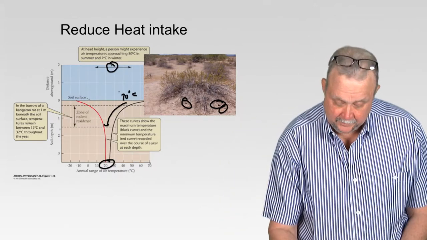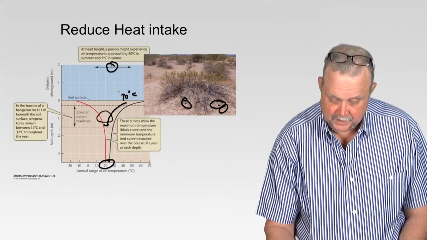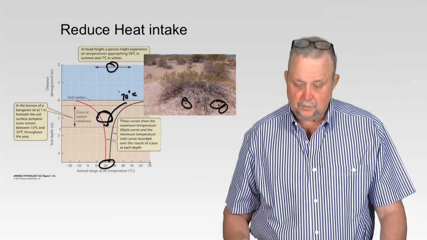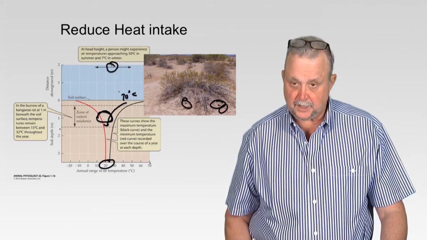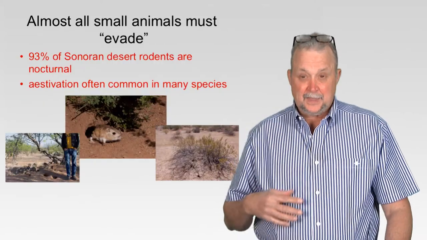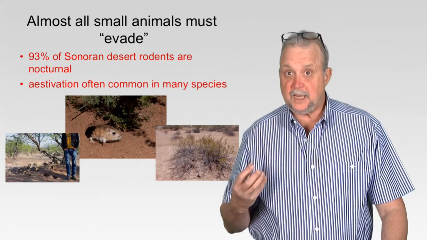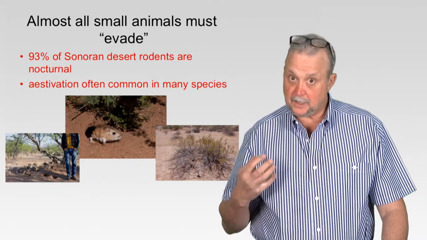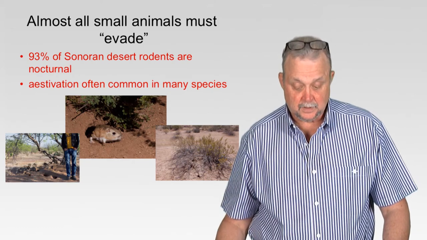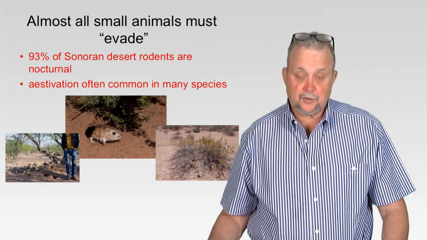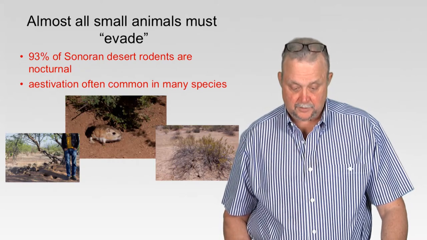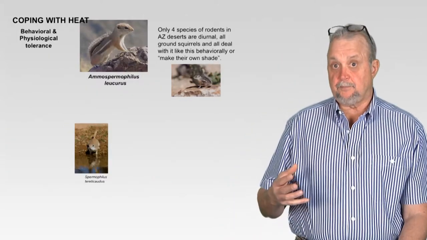Most of them don't get down that far. Most of them are about here, about 60 centimeters to a meter. They're still at 30 to 35 degrees centigrade, but they are able to cool down enough that they can make it through the day. And then they'll come out at night, they'll dump that heat, they'll cool their body down. The heat is such a factor on these guys that, as I said, small mammals can't afford evaporation. So 93% of all our desert mammals are nocturnal. And many of them do what we call estivation, which is kind of like a mini hibernation.